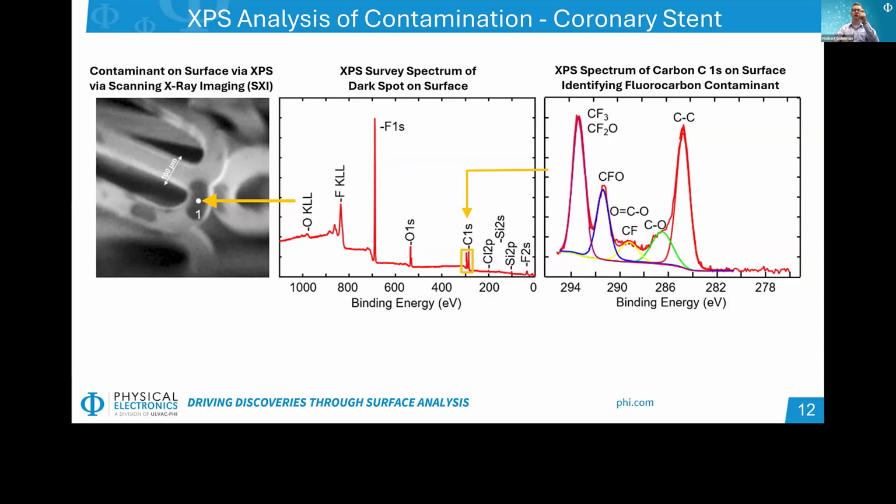The SXI image on the left shows contrast between dark and light areas on the stent surface due to the compositional inhomogeneity. In this case, the customer was characterizing the stent surface in order to understand chemical states at the surface, for example, the type of oxide present at the surface. While navigating around the surface to select analysis locations, they noticed a dark spot on the stent surface.